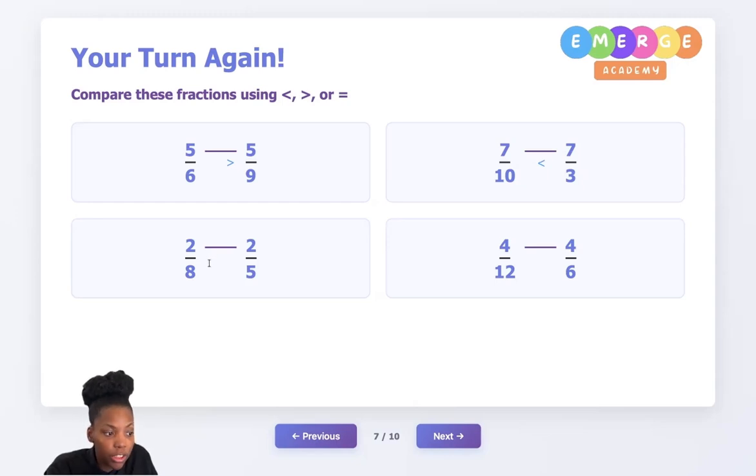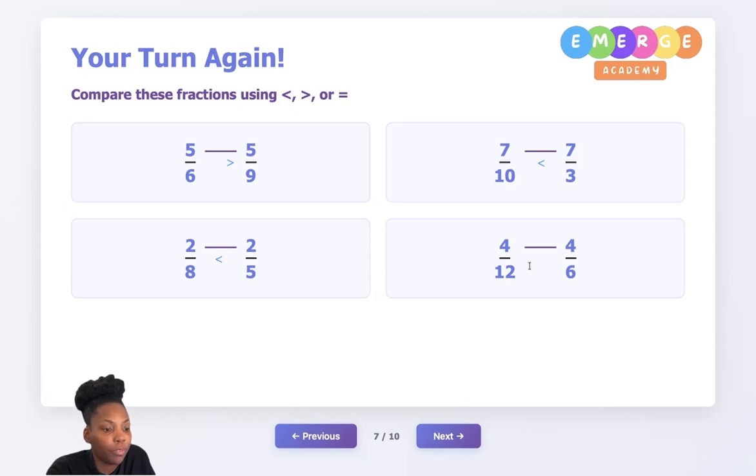Now let's have a look at 2/8 compared with 2/5. Again, same numerator. So we're looking at our denominator. We want to highlight the smallest denominator, which is this one. We know that overall, this fraction is the biggest of the two. So we can say that 2/8 is less than 2/5.